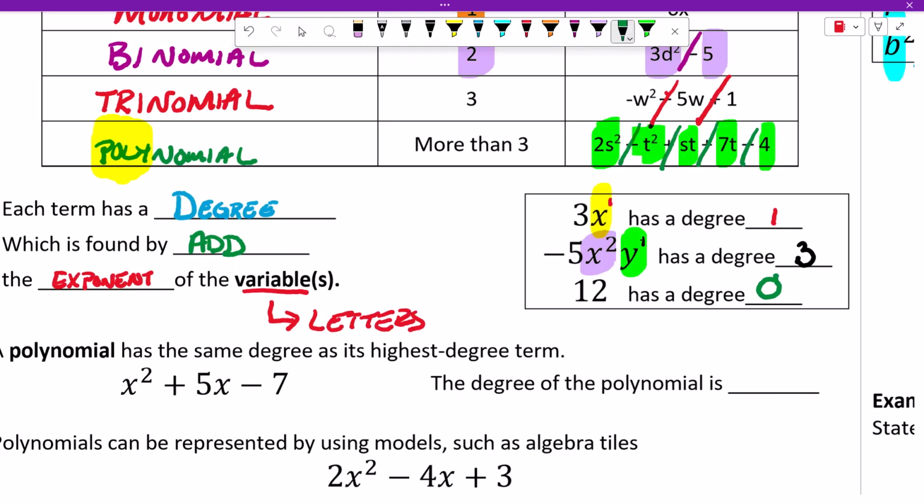And I didn't draw that up here, but if I drew anything with a degree 0, it would be a flat line going like this. Right? Which should make sense. The value is 12, always 12. So it's going to be a flat line always going like that. So we need to be able to find the degrees.